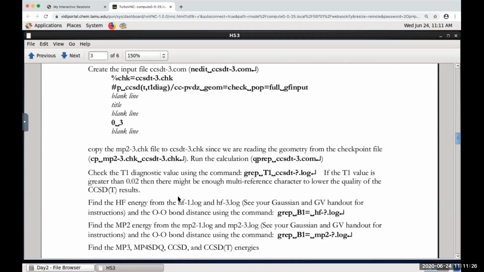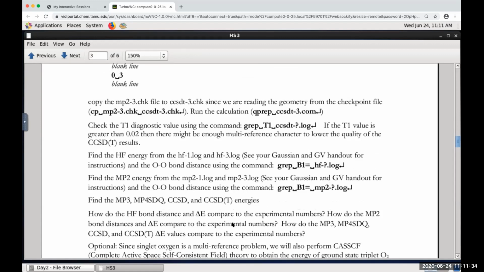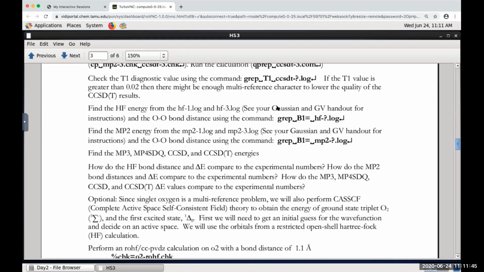Okay, so we do the same thing with the triplet. Again, remember, include the path in your percent check line. So this is now my way of seeing whether or not you're paying attention, to see if you include that in your input files. If you don't, you won't have your checkpoint file at the end. And then I just have you grabbing a bunch of the results. You can grab the T1 diagnostic, see what that looks like. If you set the input file up the way that I've asked you to, you should be able to grep the bond distances out, so you can compare them with the experimental values that are in the table.